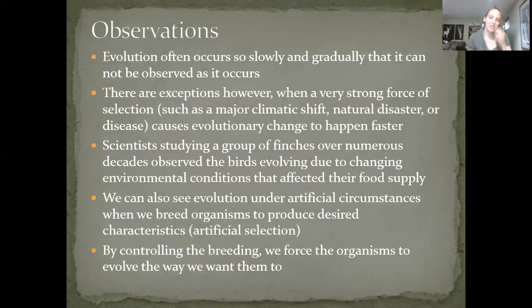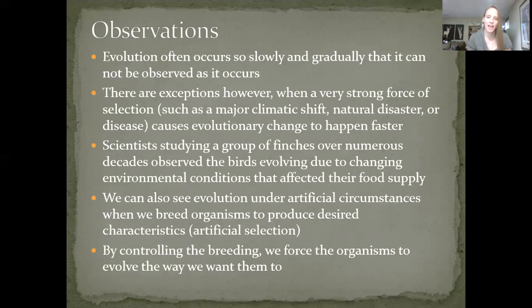Okay, and then lastly, we have observations. Evolution usually occurs so slowly and gradually that it's difficult or impossible to actually observe happening. But there are some exceptions to that. If there is a really strong selective force, which is something changed and it's killing off a large chunk of the population, so that could be a major shift in climate, a natural disaster, a disease, something that's really going to limit the food supply, when you have something like that happening, the evolutionary changes can happen much more quickly.